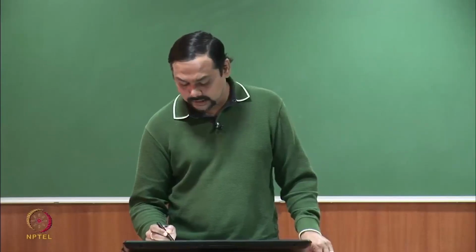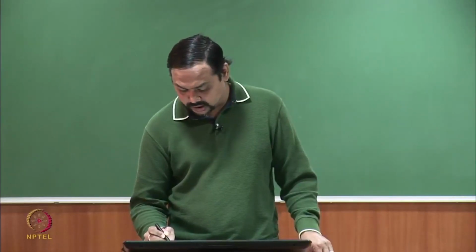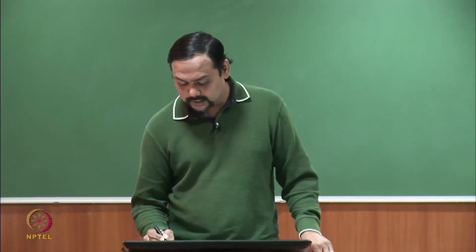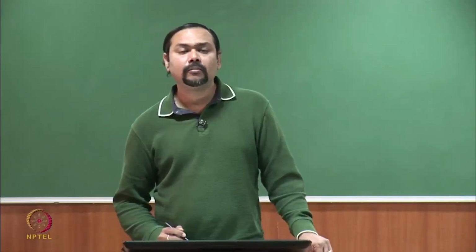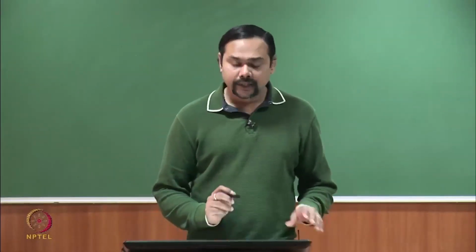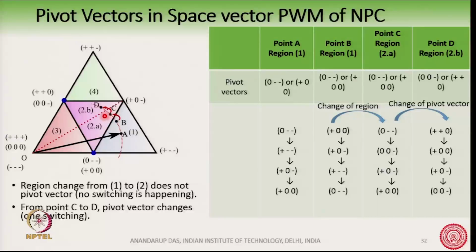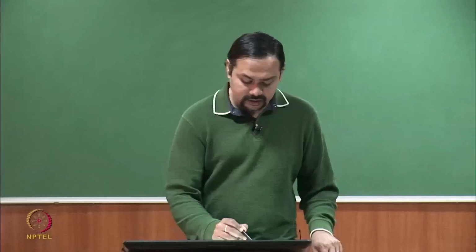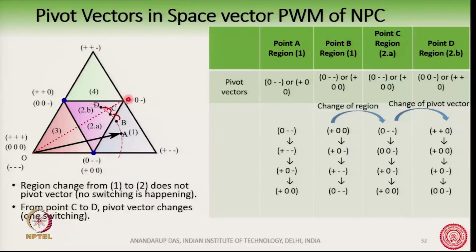Okay, there is no transition, and then the switching happens with one transition here, one transition here, and again coming back to 0 minus minus. Okay. Now, we are for example going to point C. Now, we have crossed one triangle. So, earlier A and B were within this triangle, now we are moving to this triangle having the same pivot vector. So, we move from point B to point C in the next sample.